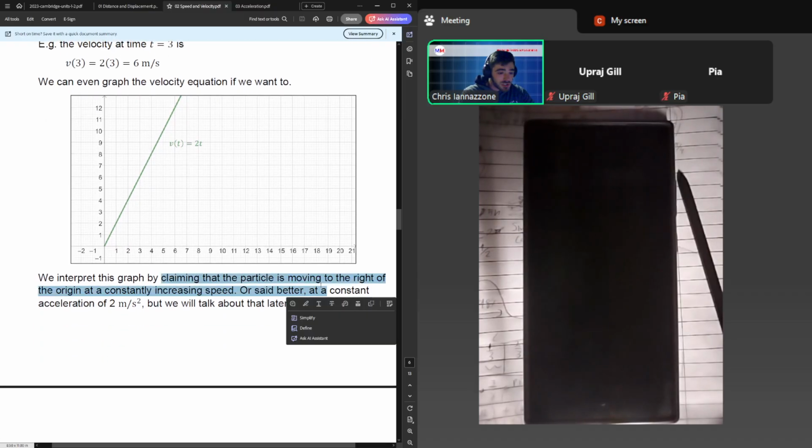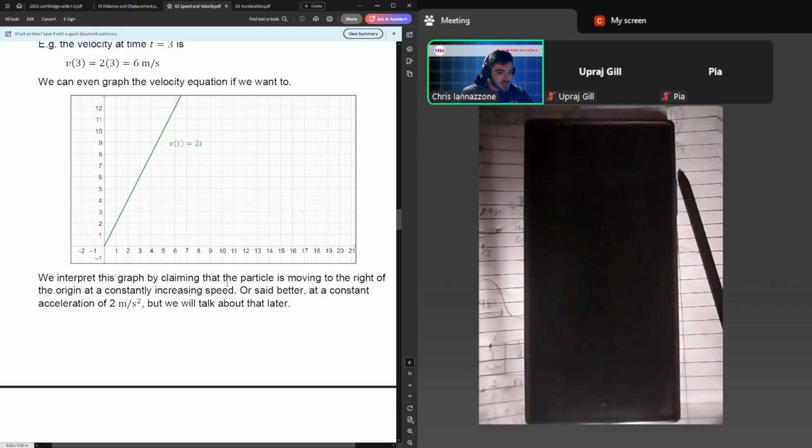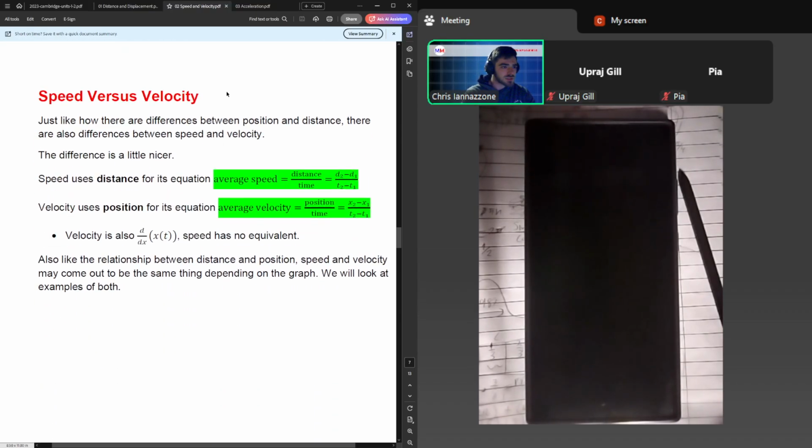Now, interpreting this graph, we haven't quite talked about acceleration yet. Acceleration is just a derivative of velocity. So one way you could interpret this is to say it's moving right of the origin at a constantly increasing speed, or specifically you could say it's accelerating to the right at 2 meters per second squared, because the derivative of this would get you to 2. But that's for later.